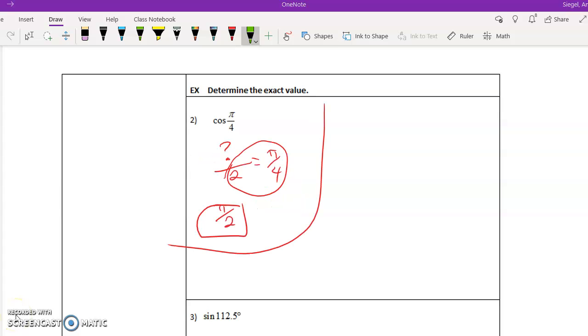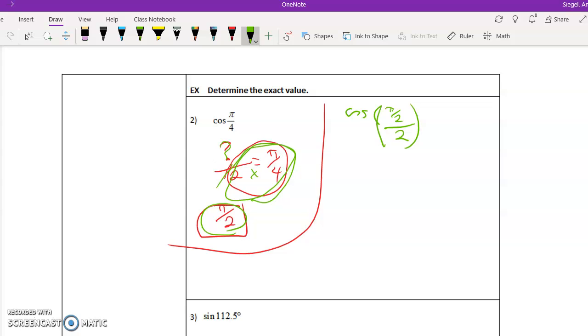So sorry, I backed up. So something divided by 2 equals pi over 4. So we're going to multiply those two together. So 2 times pi over 4, that's pi over 2. So let's kind of clean this up a little bit. So I have the cosine of pi over 2 divided by 2.